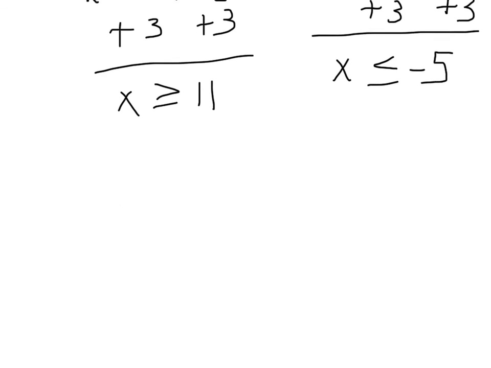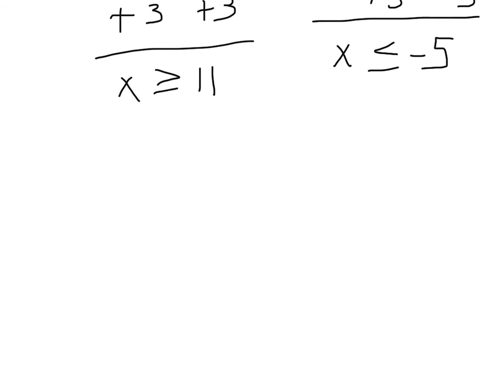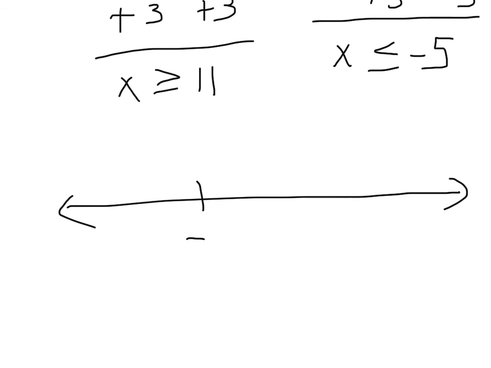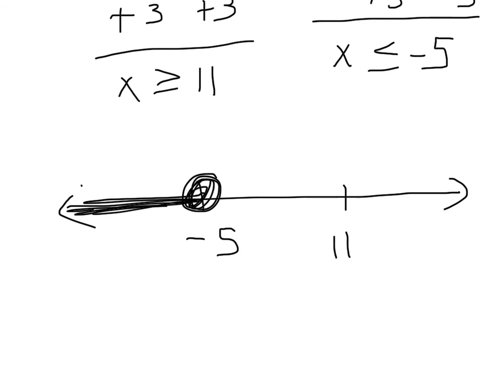Let's put that on the number line. -5 is less than 11, so we'll put -5 to the left. We want to graph x is less than or equal to -5. X is greater than or equal to 11.